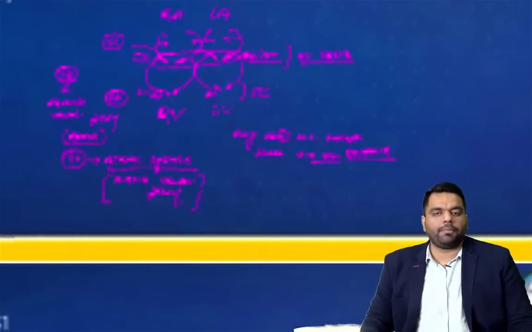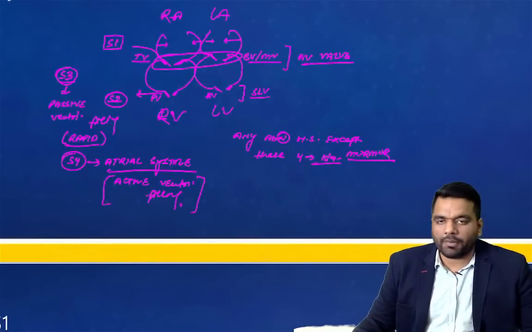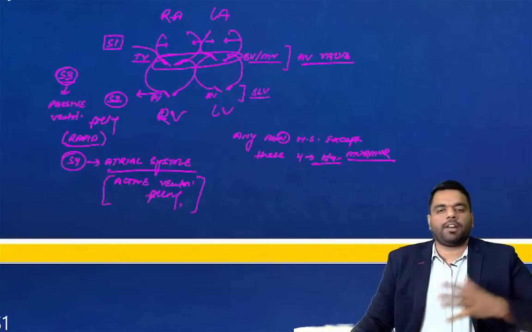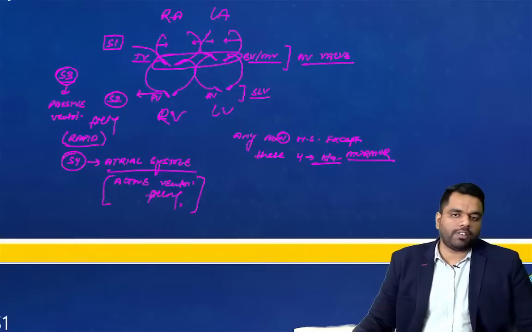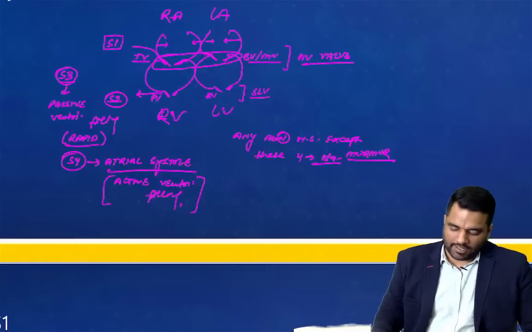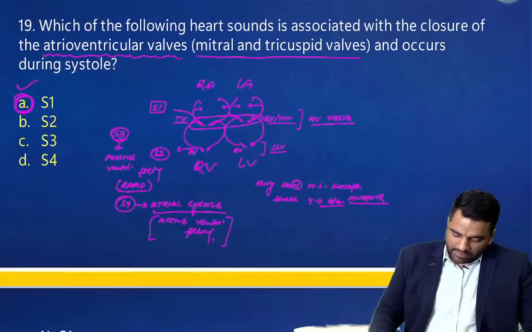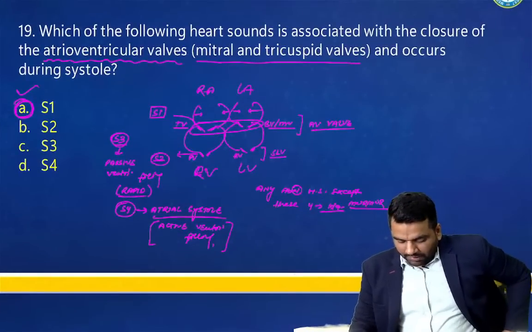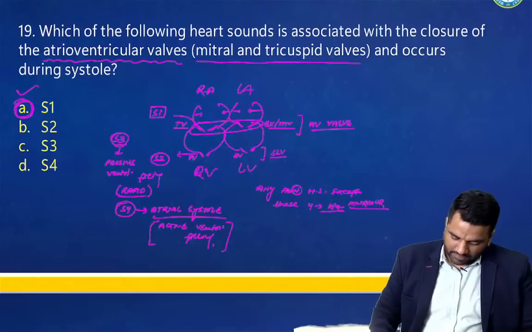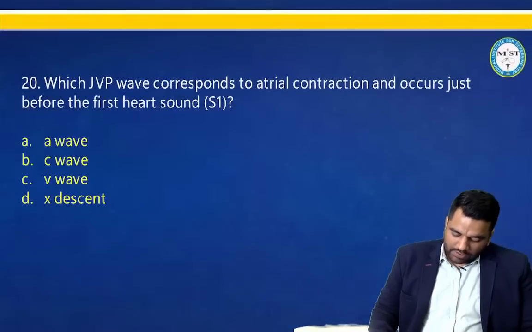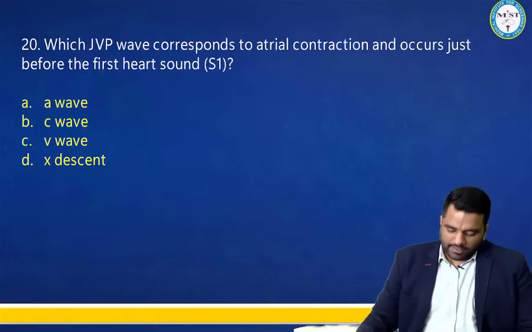During the classes, we have studied the different types of murmur as well: systolic murmur, diastolic murmur, pansystolic, pandiastolic, continuous murmur. All of the examples we have also discussed during the class, right? So the right answer to question number 19 is option A, that is S1. Now let's talk about the next question, question number 20: which JVP wave corresponds to the atrial contraction and occurs just before the first heart sound, right?